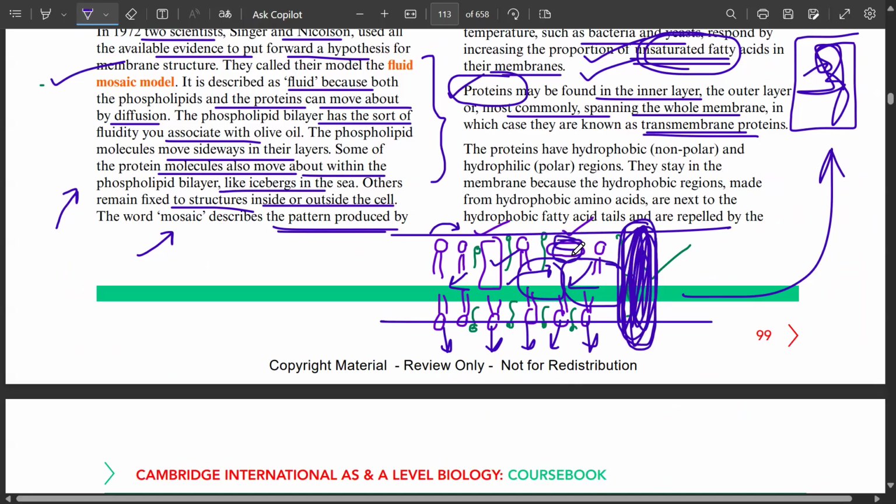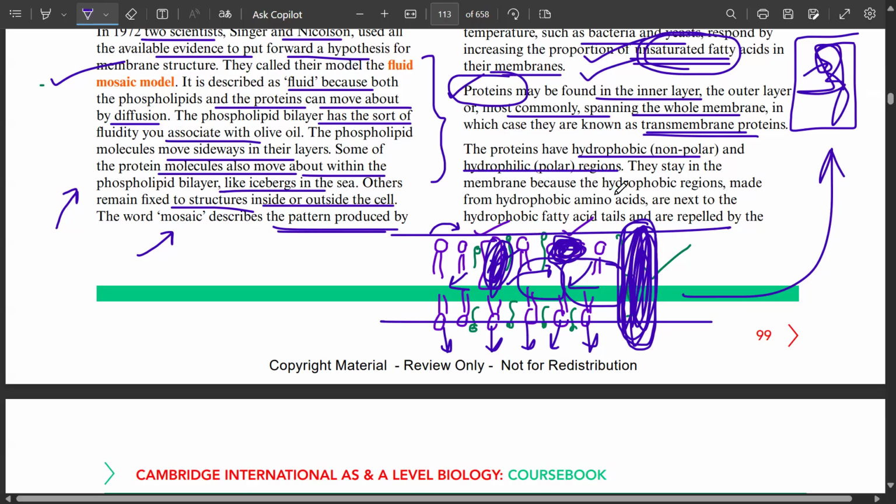Then there are intrinsic proteins. Some are pointing outwards, extrinsic proteins. And the proteins also have hydrophobic and hydrophilic polar regions. Hydrophobic would be pointing inwards towards the membrane, and hydrophilic would be pointing outwards.